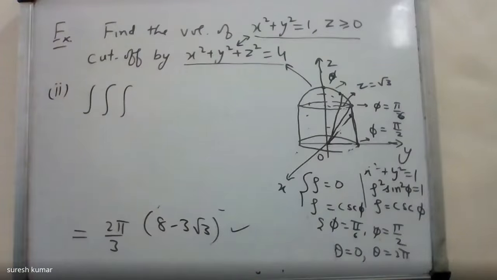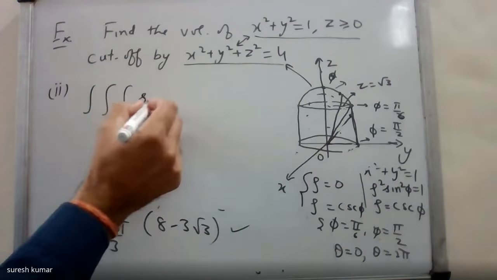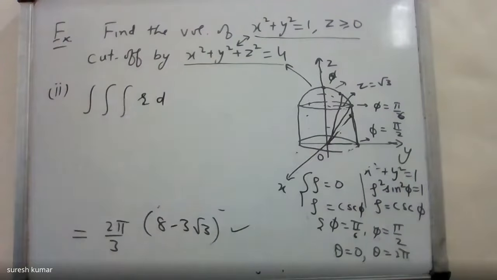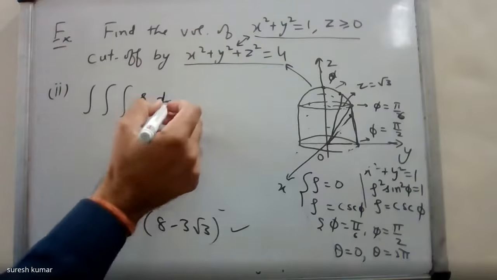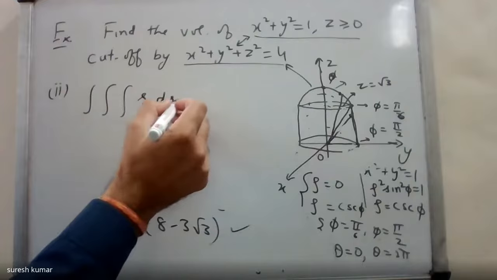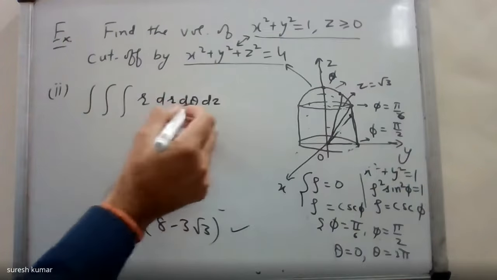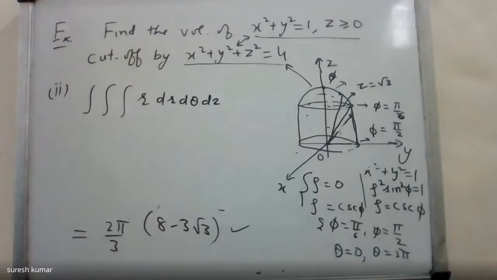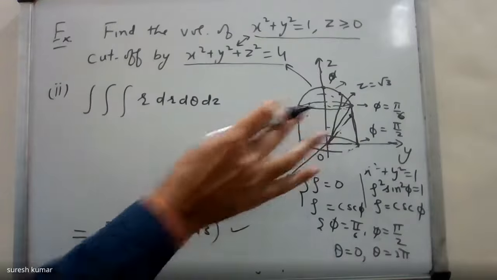In cylindrical coordinates, what is the volume formula? Triple integral R dr d theta dz. This you have to write according to the limits. Now, what are the limits for r, theta and z in this region?